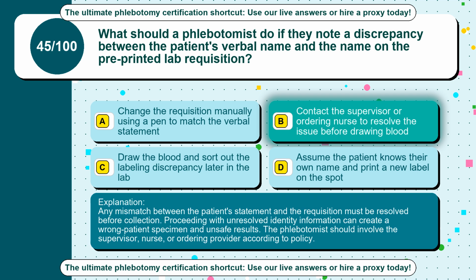Any mismatch between the patient's statement and the requisition must be resolved before collection. Proceeding with unresolved identity information can create a wrong patient specimen and unsafe results. The phlebotomist should involve the supervisor, nurse, or ordering provider according to policy.